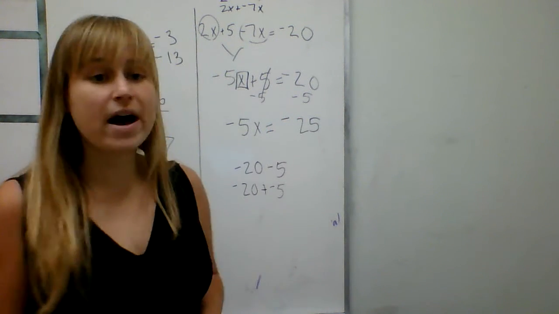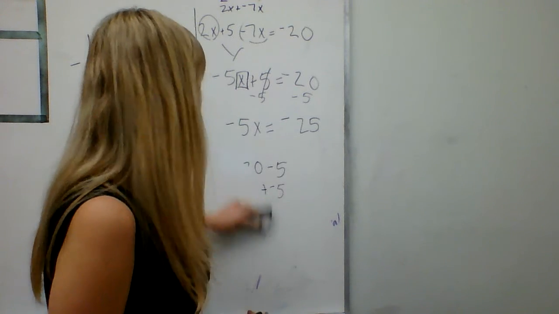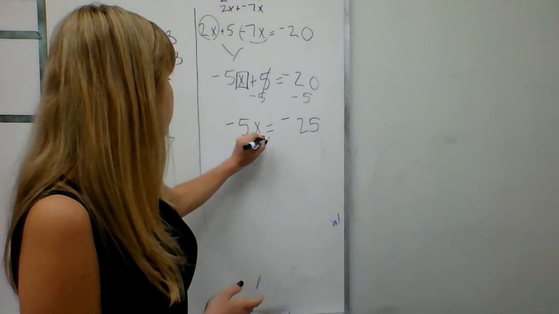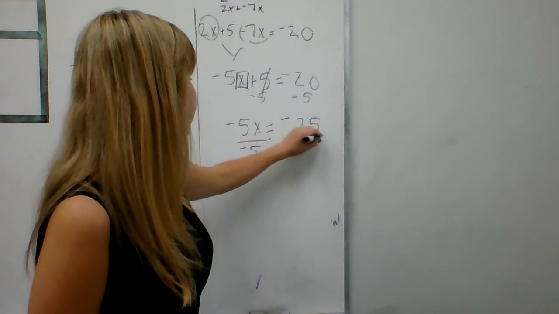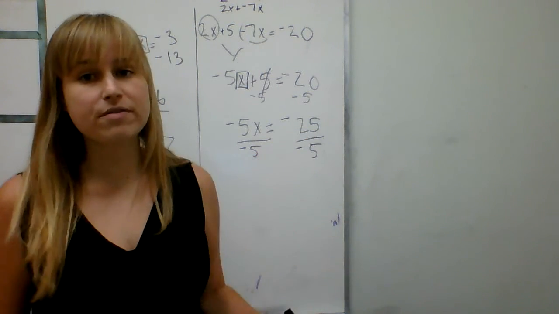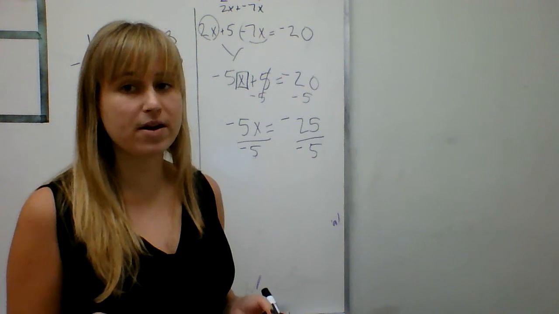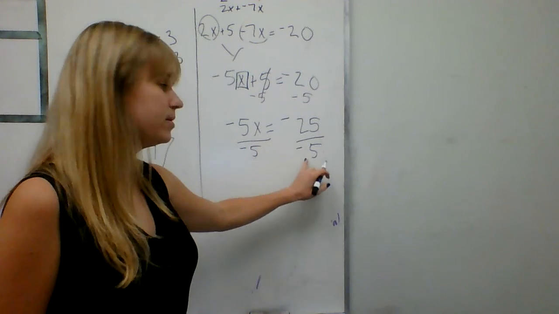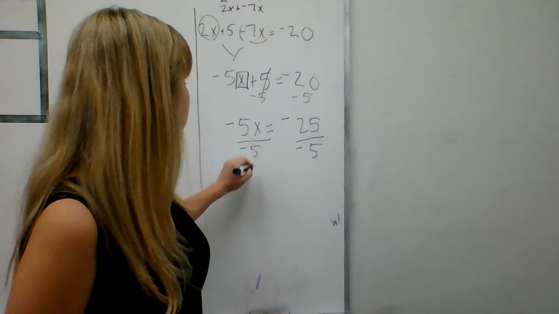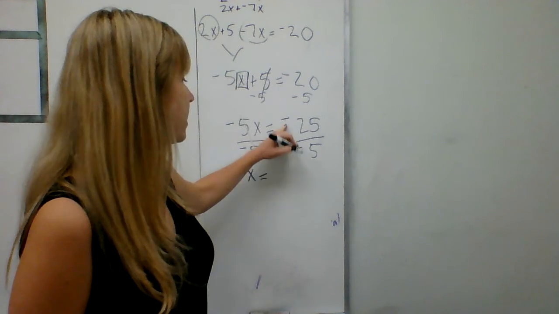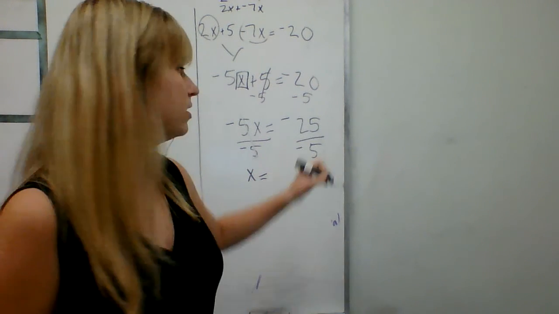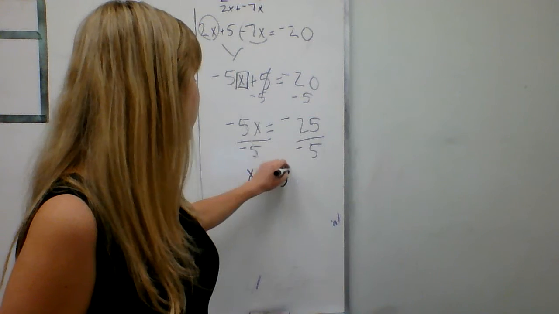Now again, I'm going to divide because I'm trying to get rid of my multiplication. So I divide both sides by negative 5. Again, I have to divide by the exact same number that's in front of my variable. So if it's negative here, it needs to be negative here. So x is equal to, a negative divided by negative is positive. 25 divided by 5 is 5.